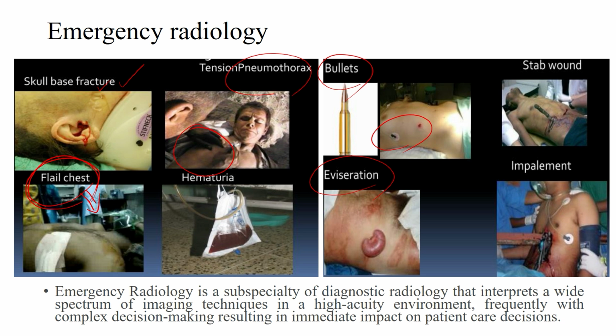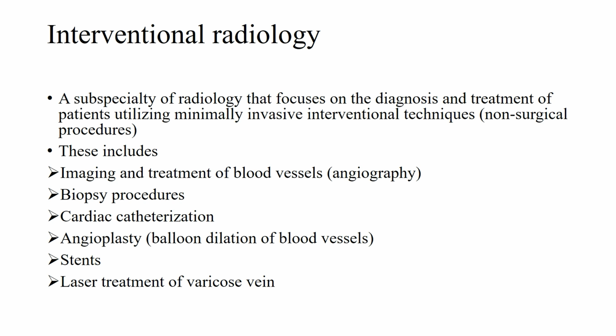Then evisceration. Evisceration can happen in animals and in humans as well, wherever there is a stab injury. The use of a knife could cause the internal organs or the intestines to come out of the body. That is called evisceration. It is important because it has a lot of repercussions in the handling of such cases. Impalement is also one reason wherein emergency radiology is very, very important.